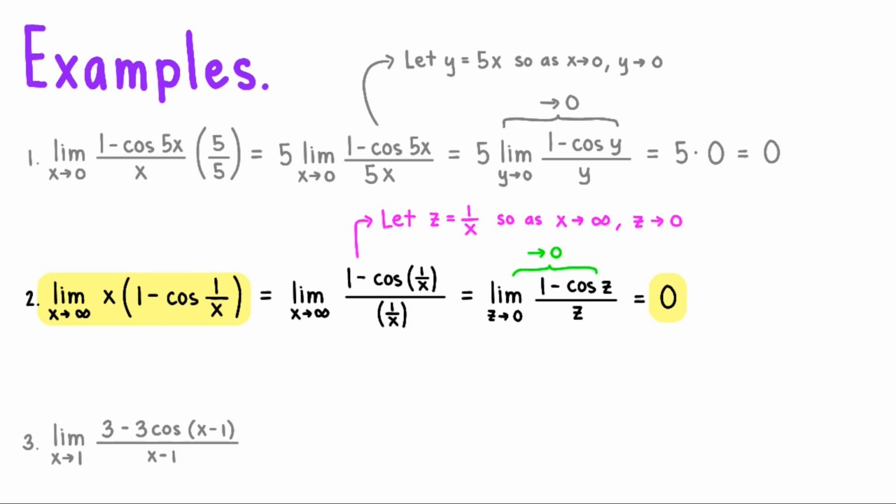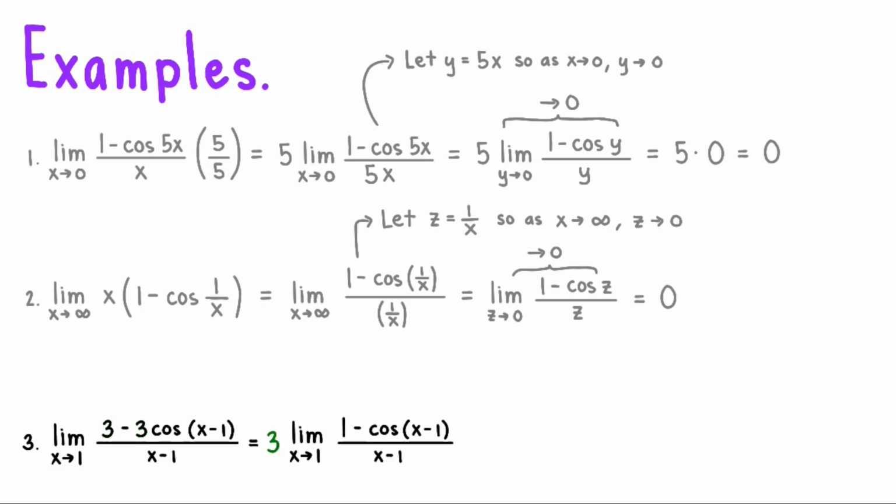Now, let's move on to our third and final example. We have here the limit of 3 minus 3 cosine of x minus 1 all over x minus 1 as x approaches 1. How do we start with this one? We start by observing that in the numerator, we have a common factor of 3 in both terms. This means that we can factor that one out, just like that.